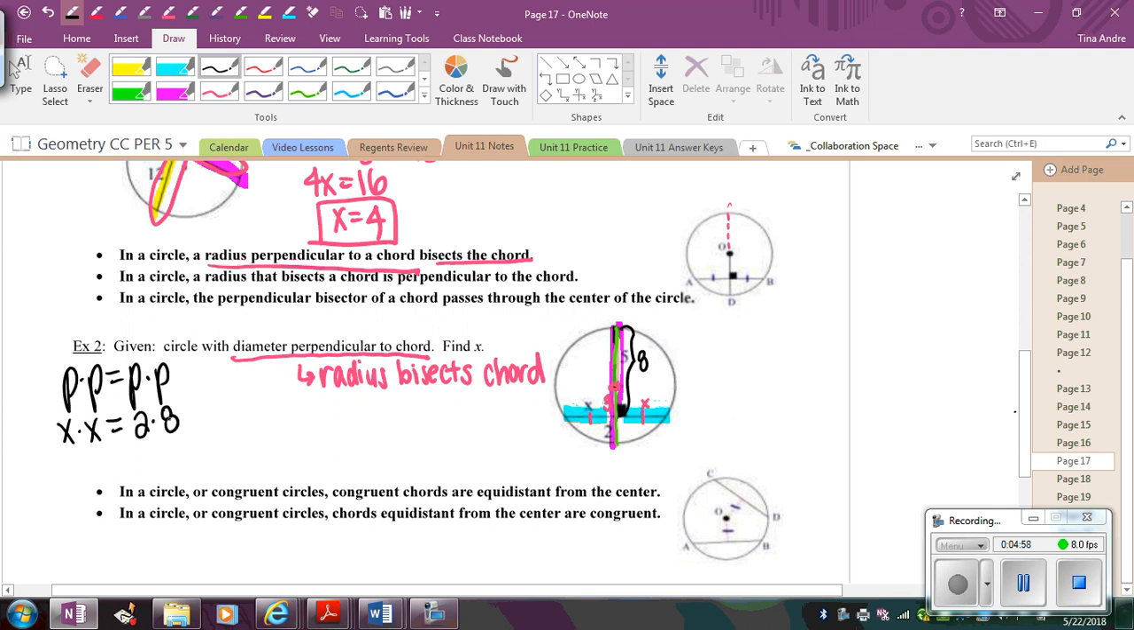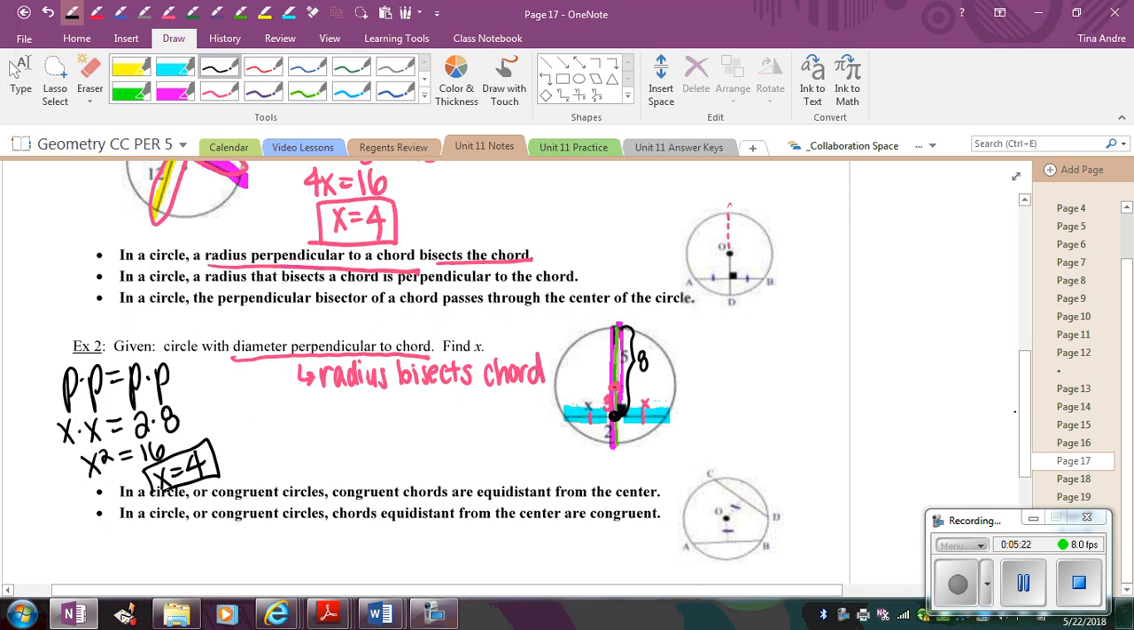That's one way to set this up, because this is where they're intersecting those two chords. Remember, a diameter is a chord, so that still applies to this formula. So I have x squared equals 16. So square root both sides, we get x equals 4. Well, it's really x equals plus or minus 4, but I'm only going to keep the positive because it's a length. So that's one way to do this problem.